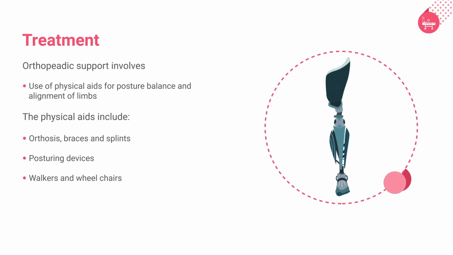Orthopedic support is provided to many patients. It involves the use of physical aids for posture, balance, and alignment of limbs. These physical aids include the use of orthosis, braces and splints, posturing devices, and use of walkers and wheelchairs.